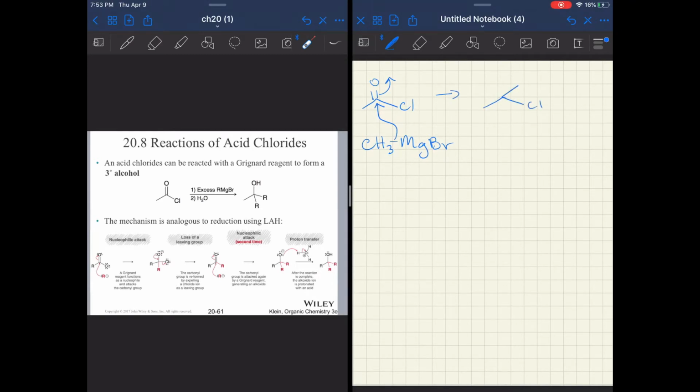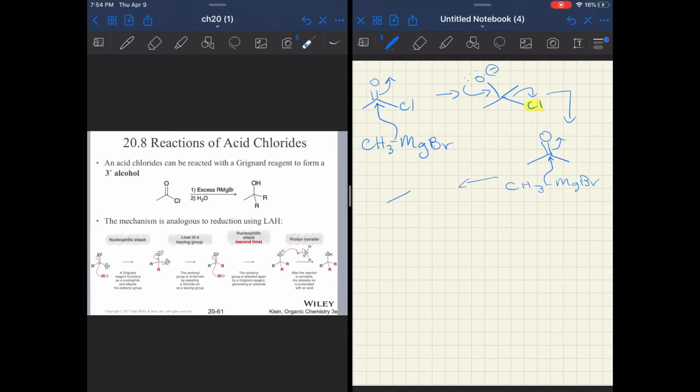So we've added a methyl, we have an O-. Now, if we had an aldehyde or a ketone, it would get stuck here, and then you would protonate in the second step. However, we have a good leaving group. So this is going to fold in and kick out chlorine. And we're going to wind up with a ketone. Now we know ketones are also reactive with Grignards, and there's no way to stop it. It's going to react again.